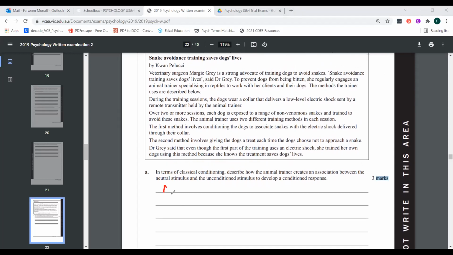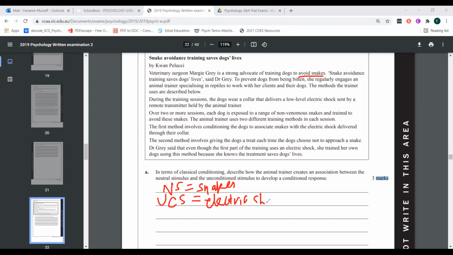Okay, when we're looking at this scenario, we have to remember that the neutral stimulus is the snakes. This is the thing the dogs usually show no response to. The UCS is the thing that the dogs will show a natural response to. In this case, it's important for the dogs to have some kind of fear, because in order for them to avoid snakes, the dogs need to be scared around snakes or need to show some kind of negative response that would make them run away or avoid a snake. In this case, it's the electric shock from the collar.